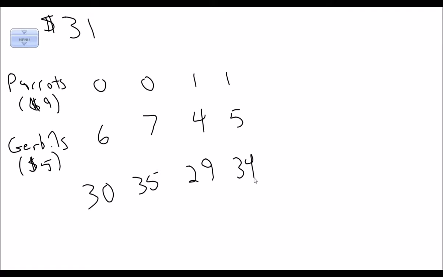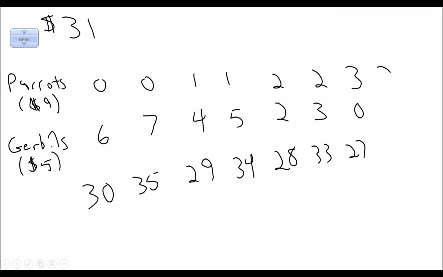I suppose I could have 2 parrots and then 2 gerbils. That'd be 18 and 10 for 28. That's not 31. Or 2 and 3 is 33. That's not 31. I could have 3 parrots and 0 gerbils for 27. Or 3 parrots and 1 gerbil for 32. Or I could have 4 parrots and 0 gerbils for 36.